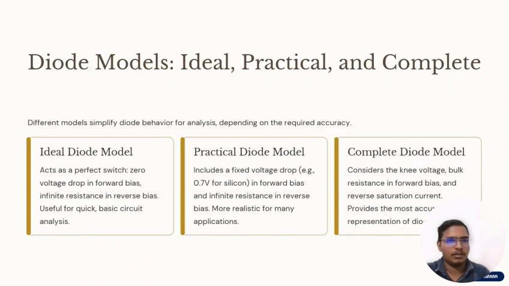Next topic: diode models. We have to see the different diode models: ideal, practical, and complete. First, the ideal diode model acts as a perfect switch, with zero voltage drop in forward bias and infinite resistance in reverse bias, useful for quick and basic circuit analysis. The practical diode model includes a fixed voltage drop, for example 0.7 V for silicon and 0.3 V for germanium in forward bias, and infinite resistance in reverse bias, more realistic for many applications.